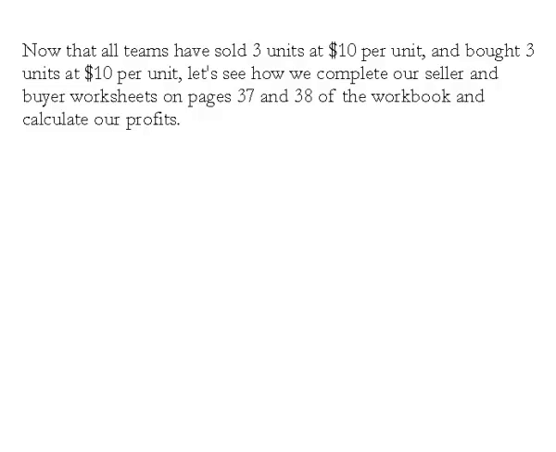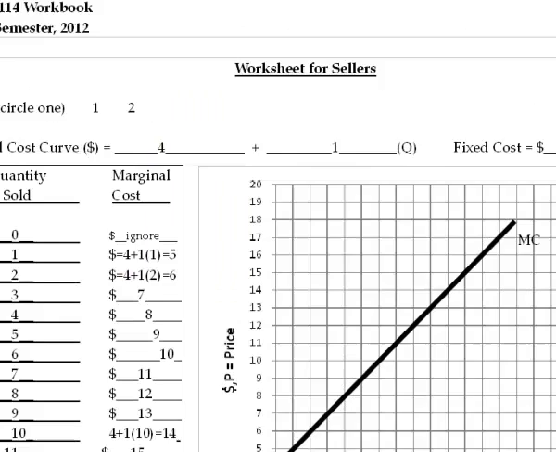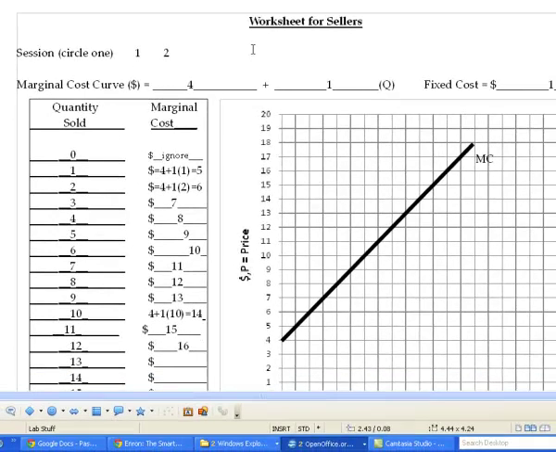Now I'm going to assume that we're at the point where all teams have sold 3 units at $10 per unit and bought 3 units at $10 per unit. And I'm going to show you how to complete your seller and buyer worksheets on page 37 and 38 of the workbook. Remember, even if you didn't actually sell 3 units at $10 a piece, we're going to pretend like you did. Even if you didn't actually buy 3 units at $10 a piece, we're going to pretend like you did. Let's all come to the worksheet for sellers.